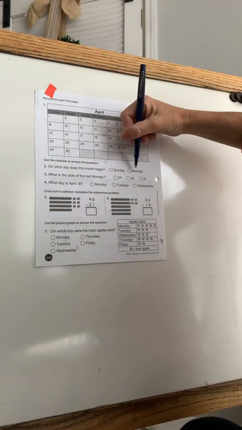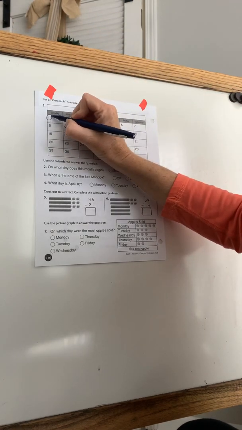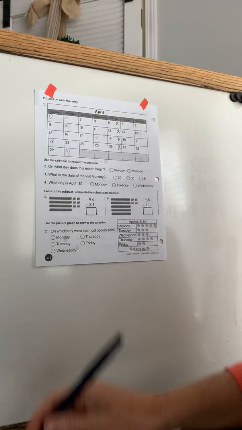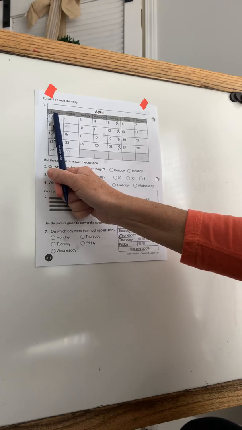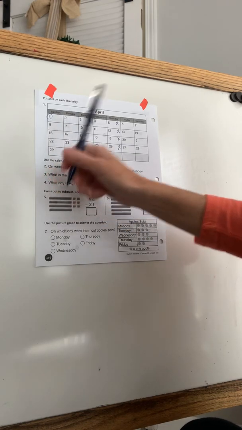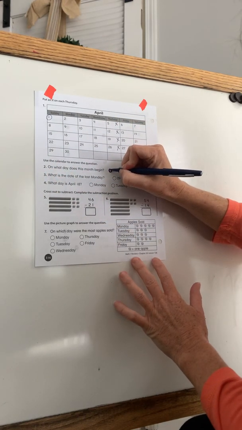And my choices are Sunday or Monday. Here is the first day of April. Does that start on a Sunday or a Monday? It starts on a Sunday. So I'm going to bubble in Sunday.